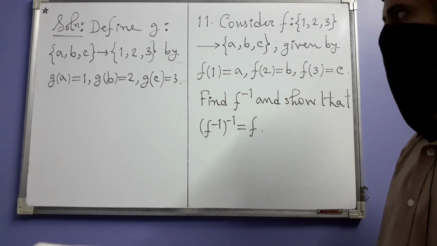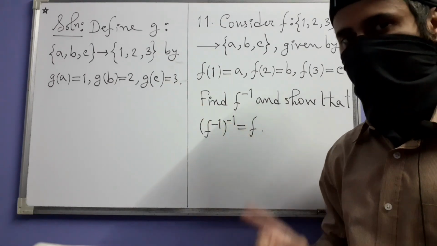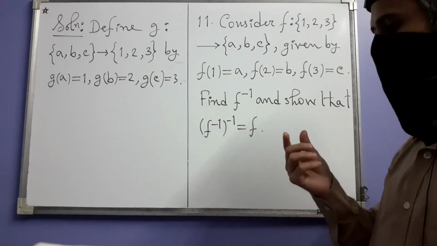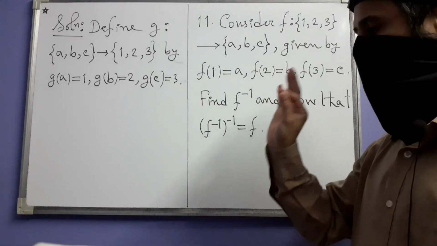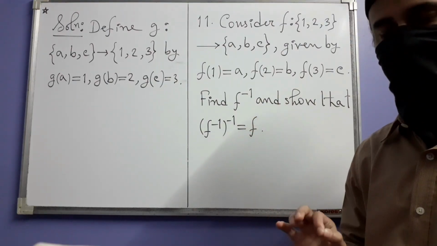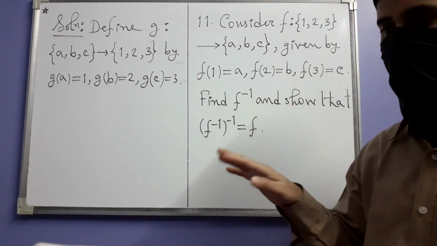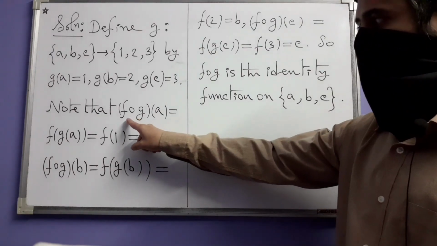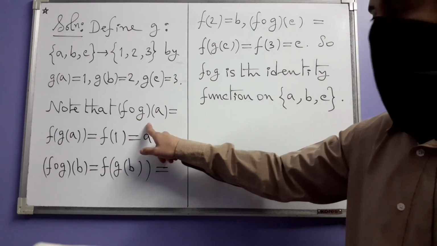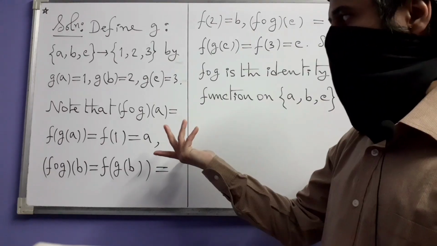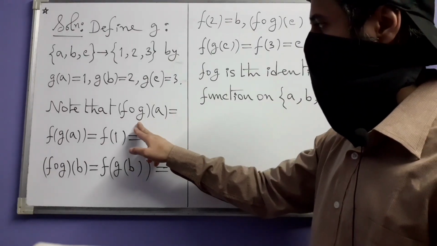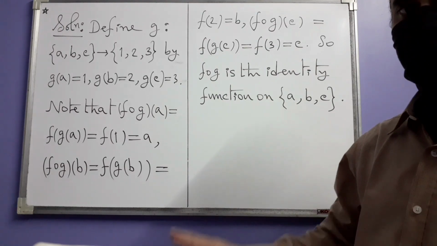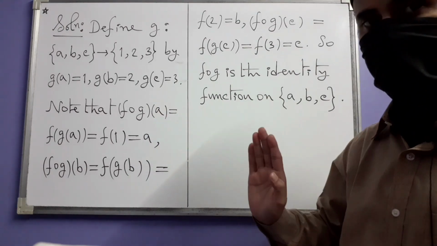Now to prove that this really is the inverse of f, what are the things that we have to show? We have to show that the two compositions f composite g and g composite f are identity functions on appropriate sets. So we first concentrate on this composite function f composite g, which you already know, or you can see, that it's a function from this set into itself. So let's see its effect on the elements of that set.